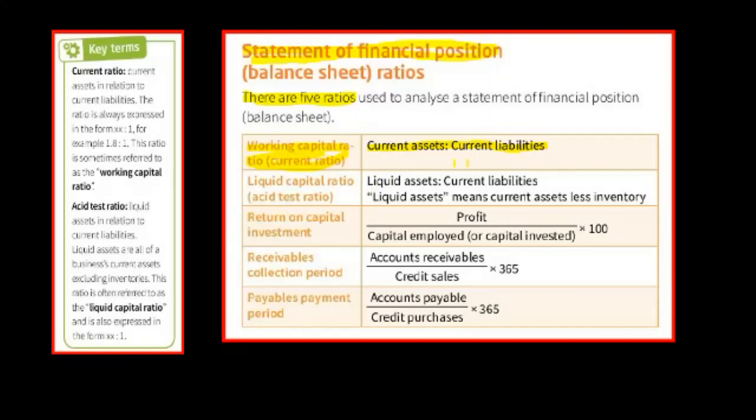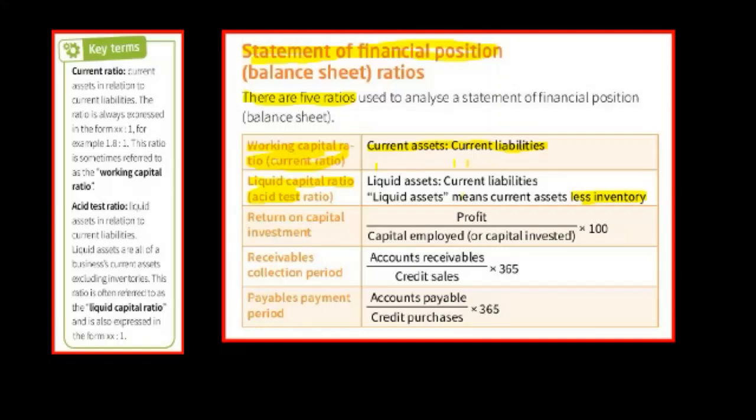Next we have what is called the liquid capital ratio. It's a stricter measure than the current ratio. It's also called the acid test because of the strictness of the ratio. In this one, we only use the liquid assets from the current assets. That means we leave out the inventory. Again, the current liabilities would be 1, and we add up the liquid assets together.